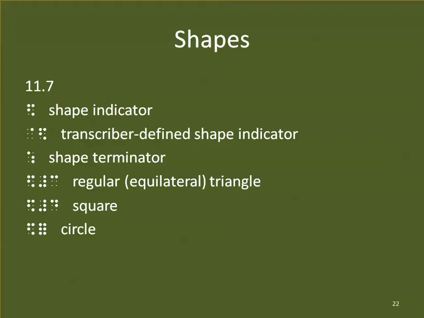Sometimes we'll need to show where the shape actually ends. Usually a space will end it, but sometimes we need the shape terminator to tell the reader when the shape ends, and we'll talk about that in a moment. Some of those shapes that are predefined in UEB are the regular or equilateral triangle. It's a shape indicator, and then numeric indicator 3 because it has 3 sides. A square is shape indicator, numeric indicator 4, and a circle uses a full cell after that shape indicator.